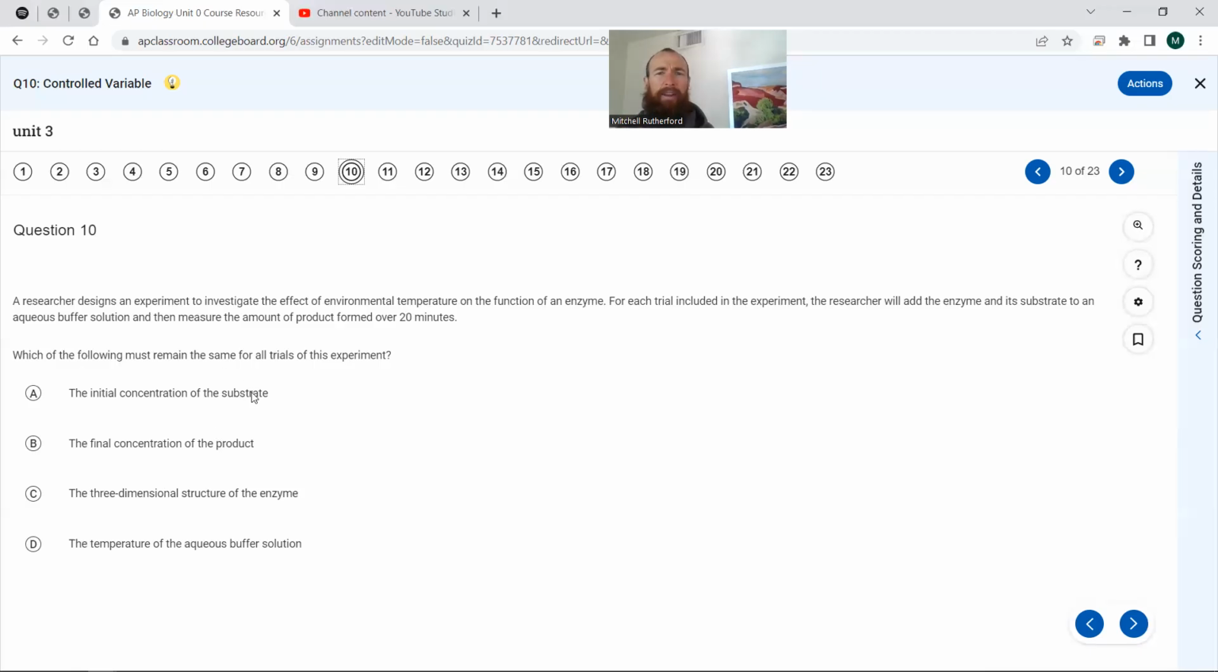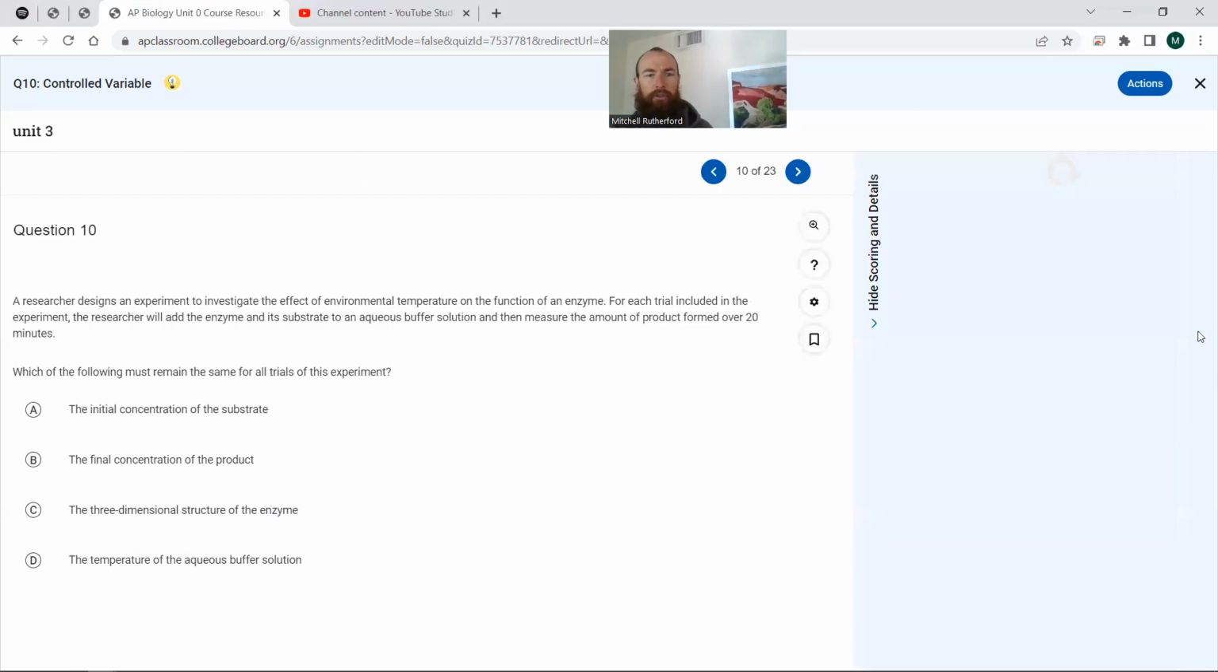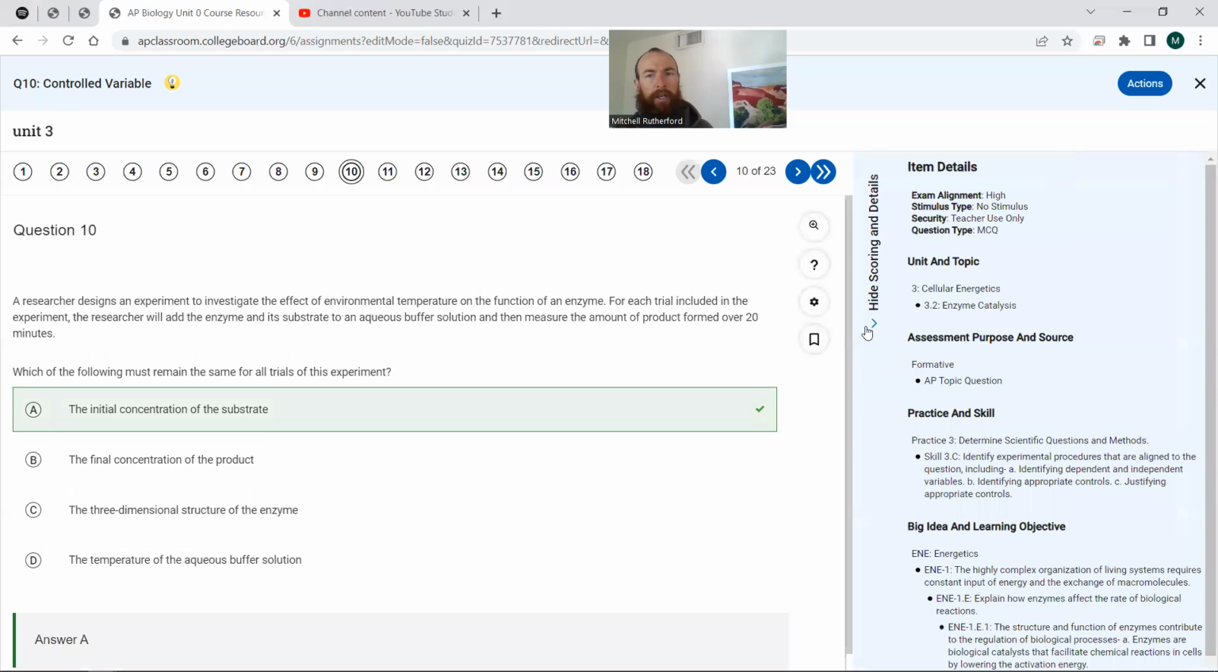Everybody has to be starting with the same materials. And the only thing we're changing is temperature. D is the dependent variable. That's like, or D is the independent variable. That's exactly what we're changing. B is the dependent variable. That's what's going to change as a result. So we change D, B changes as a result. C is weird. And A is very clearly the control in this experiment. Shazam.